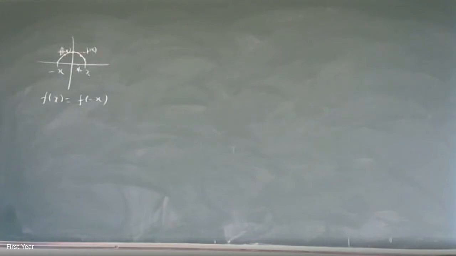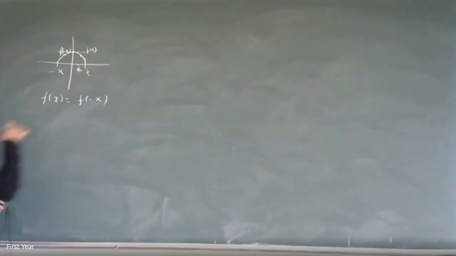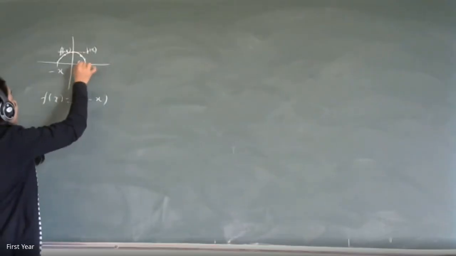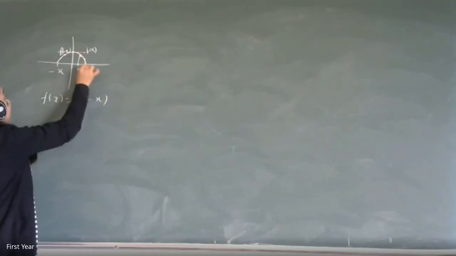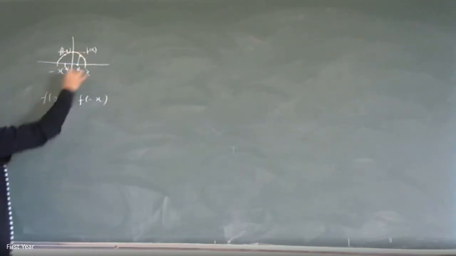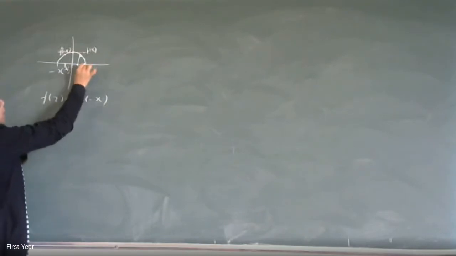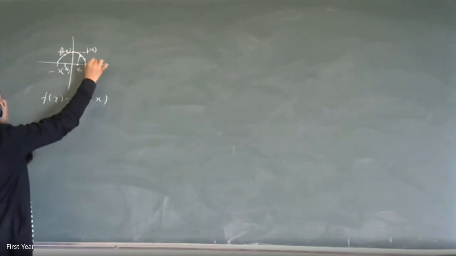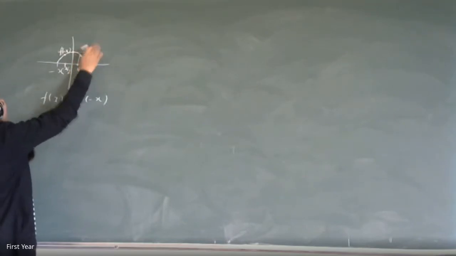Everyone? Yes or no? No, ma'am, not got it. Okay, let me just show. This is x. This is x by 2. This is minus x by 2. So if this is x, then what is the image of it? f of x is the image. Then f of x by 2 is the image.